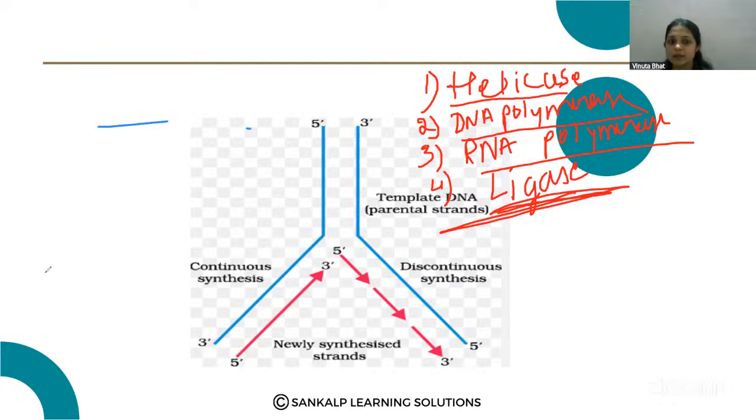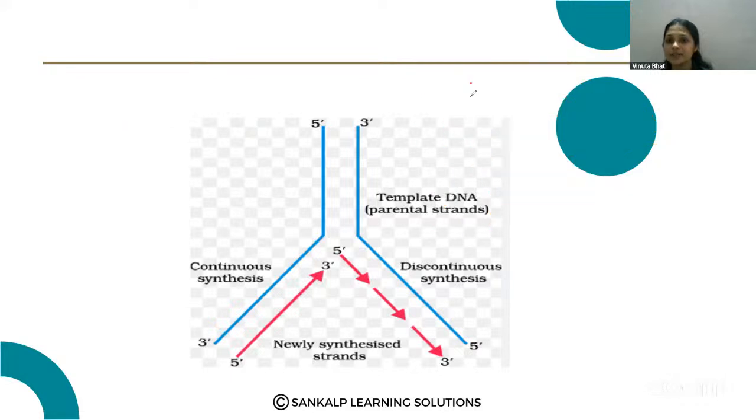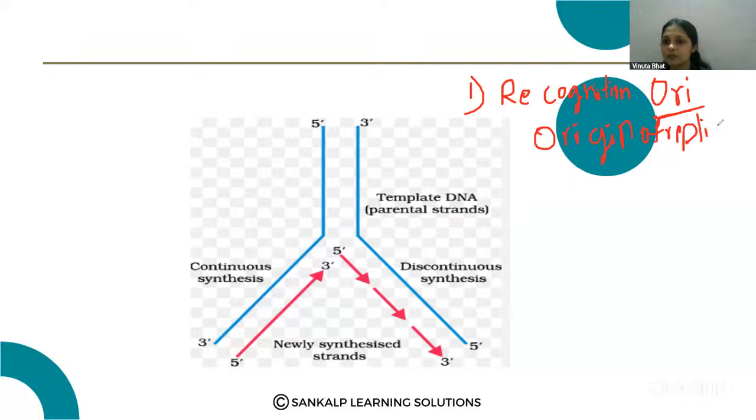Okay, so next, look. In the first step, the first step of replication is recognition or identification of ORI. What is this ORI? That is the origin of replication. Recognition or identification of the origin of replication.